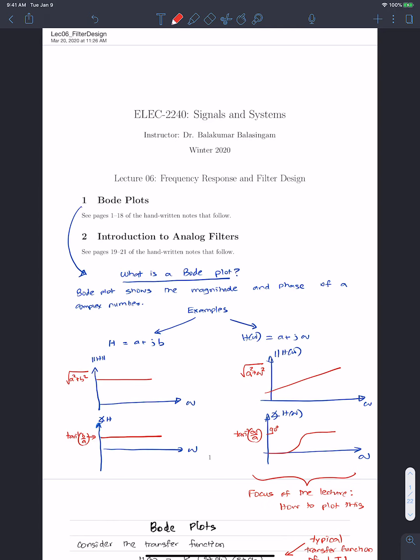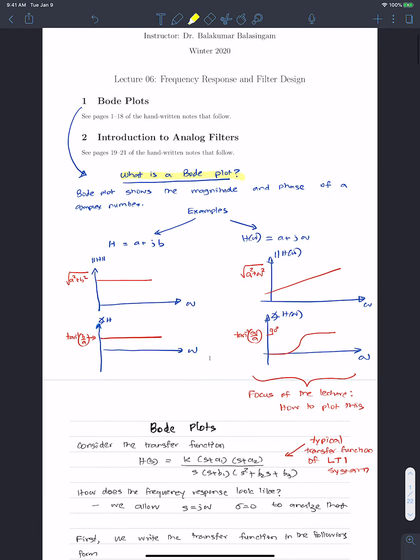Bode plots. So what is a Bode plot? Here, a Bode plot shows the magnitude and phase of a complex number. That's a simple answer for the question, what's a Bode plot? If you look at this, I have two examples here. One is a complex number which is a plus jb, and I have another complex number which is H(omega) equals a plus j omega.